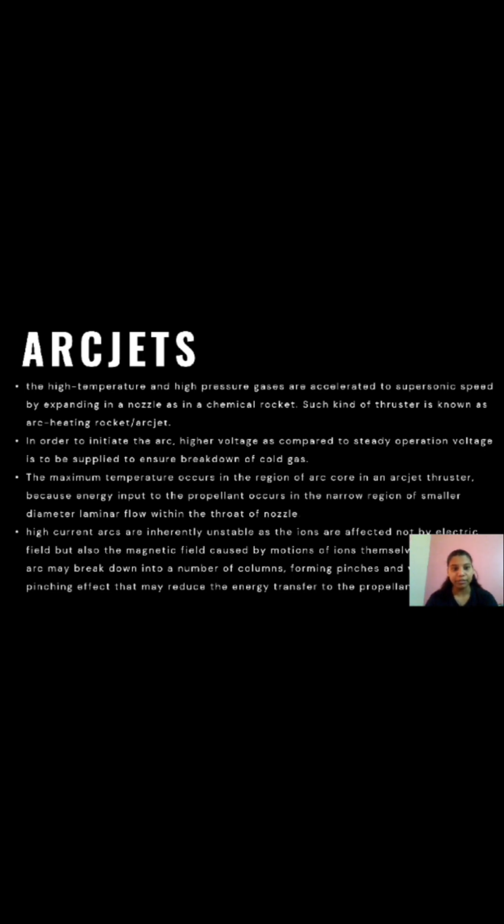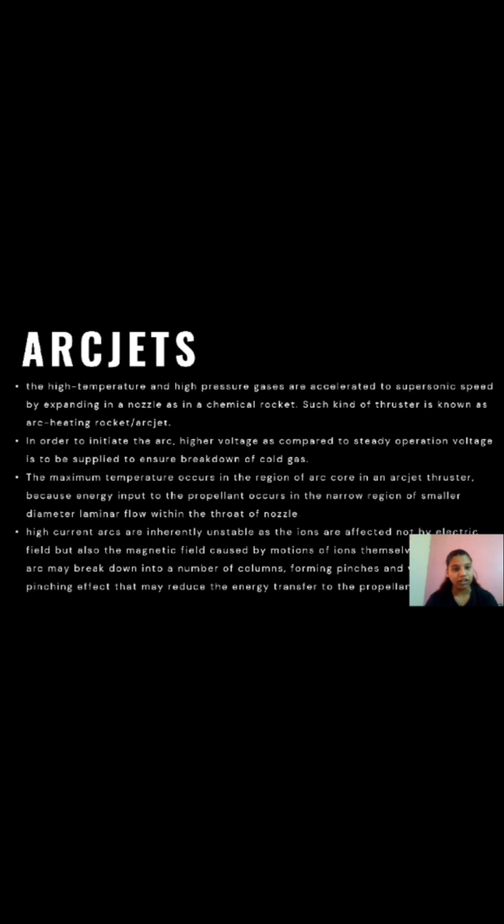Of course, the high temperature and high pressure gases are accelerated to supersonic speed by expanding in a nozzle as in a chemical rocket. Such thrusters are known as arc heating thrusters or arc jets, in which electrical energy is converted into thermal energy by producing an arc. The typical arc jet consists of an anode, a cathode and a CD nozzle. It must also contain both a power supply and propellant feed systems.